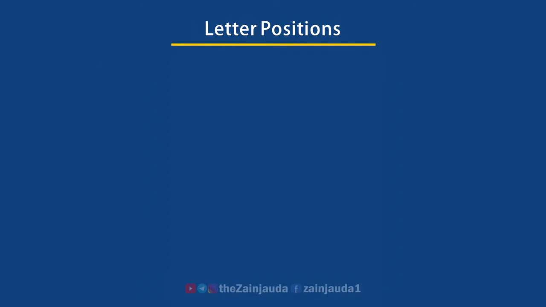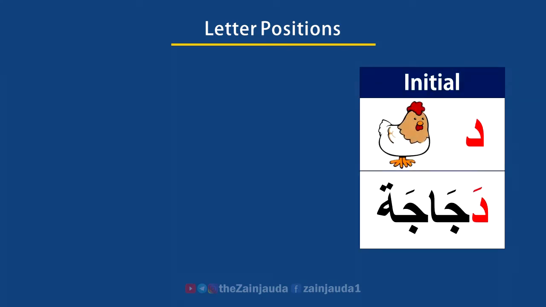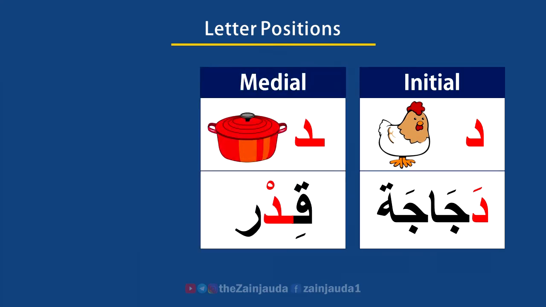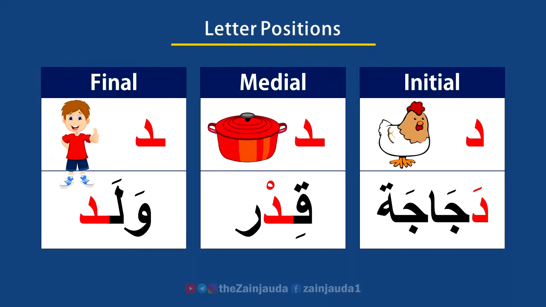Now what about the shape of dal in the three positions, initial, medial, and final? We had several examples of the initial dal, and now this is another one: dajaja. An example of a medial position of dal is qadr. And in the final position we have walad.